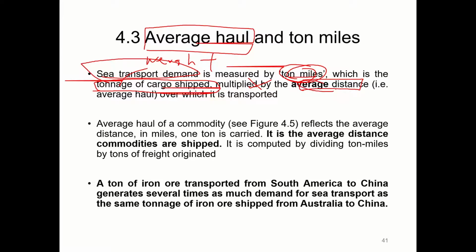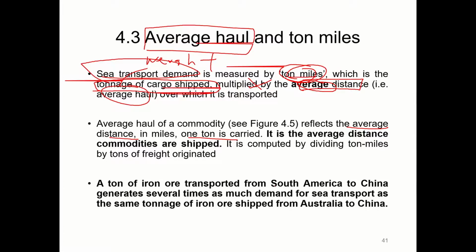So what is average distance or average haul? Average haul of a commodity reflects the average distance in miles 1 ton is carried. So it is the average distance commodities are shipped, and it is computed by dividing ton miles by tons of freight originated. We'll see in the next example how to calculate average distance.